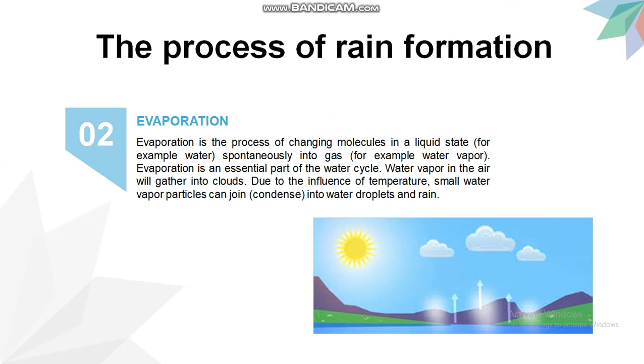2. Evaporation. Evaporation is the process of changing molecules in a liquid state, for example water, spontaneously into gas, for example water vapor. Evaporation is an essential part of the water cycle. Water vapor in the air will gather into clouds due to the influence of the temperature. Small water vapor particles can condense into water droplets and rain.